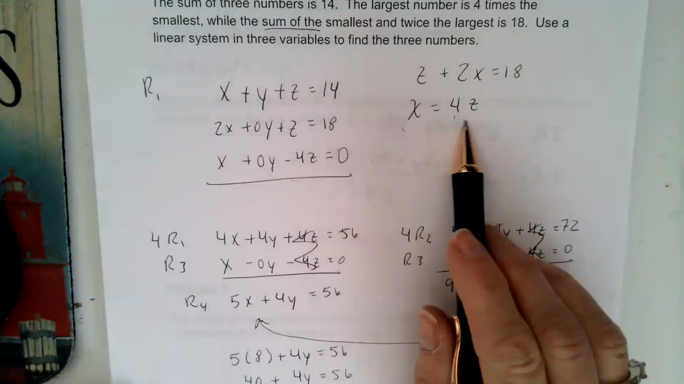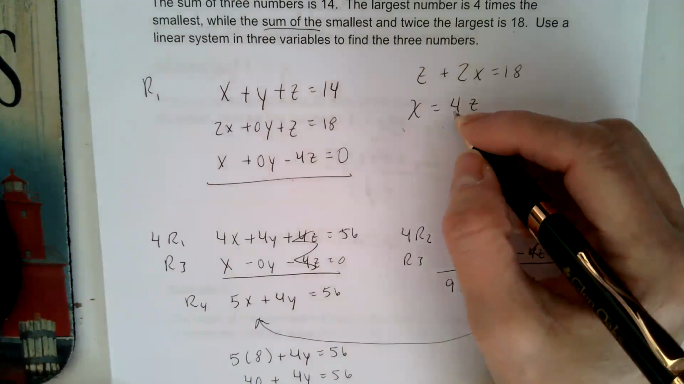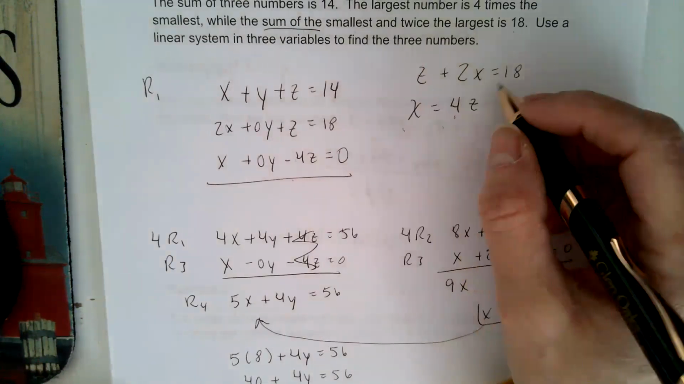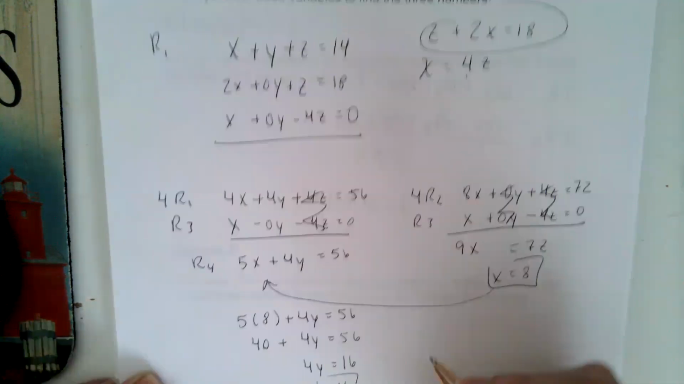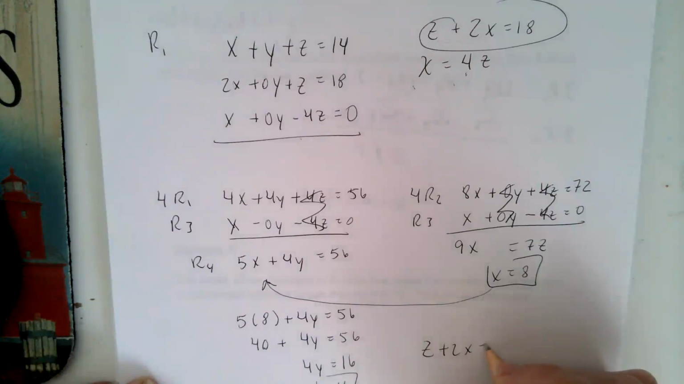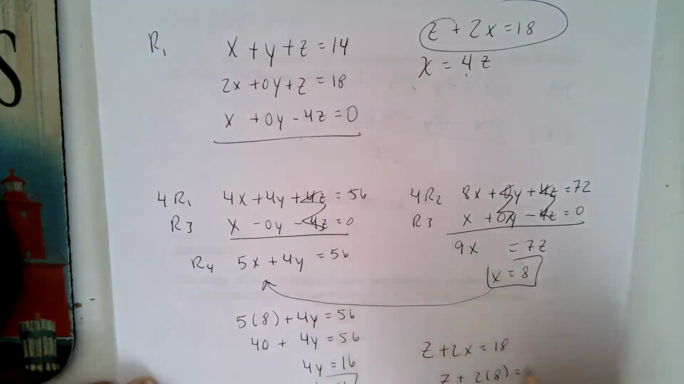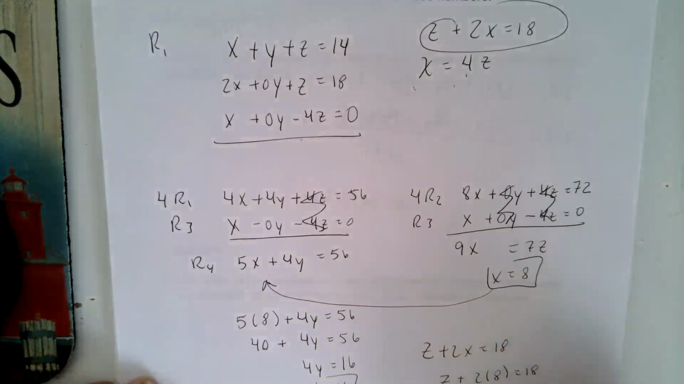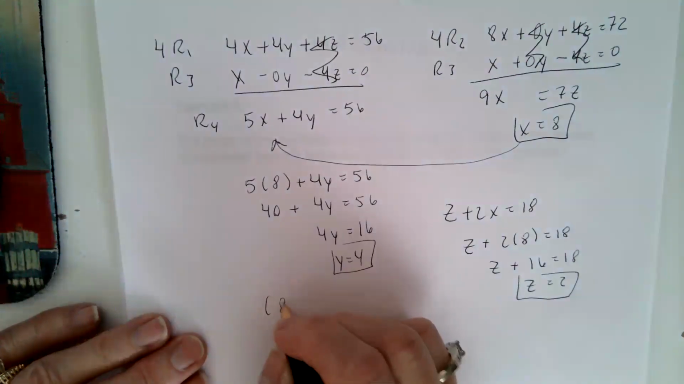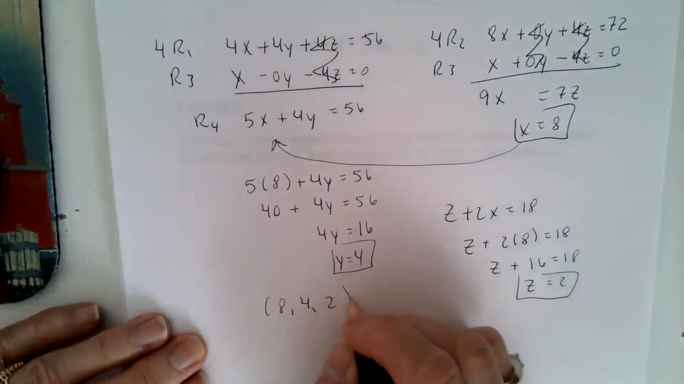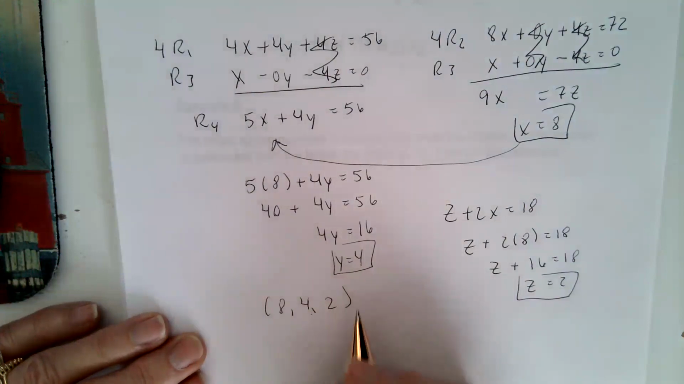And z: x is 4 times z, or I could also use this one up here, z plus 2x equals 18. I'm going to use that one. So z plus 2 times 8 equals 18. z plus 16 equals 18. So z equals 2. So the numbers are 8, 4, and 2, and they do add to make 14.